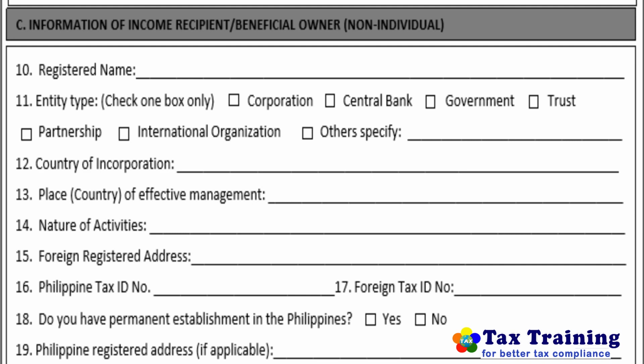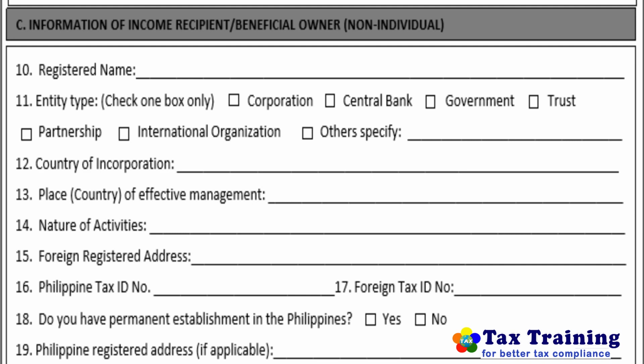Nature of activities, foreign registered address, Philippine tax ID number, foreign tax ID number. Do you have permanent establishment in the Philippines? Yes, no? Permanent establishment is same as branch in the Philippines. Philippine registered address if applicable.